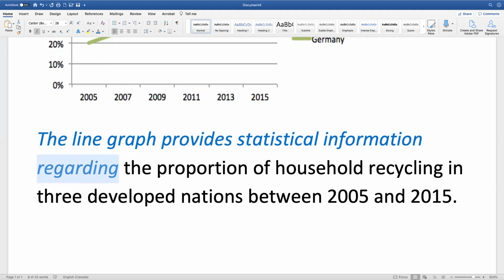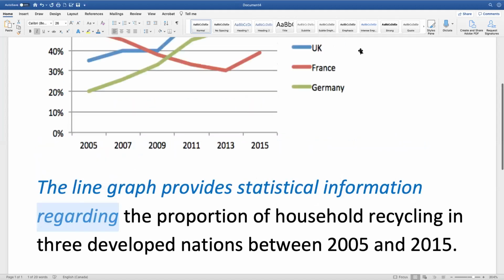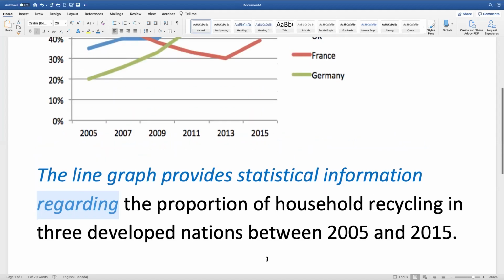So the proportion of household recycling in 3 developed nations, okay? They're developed, between 2005 and 2015. Any questions about that? No. Okay.